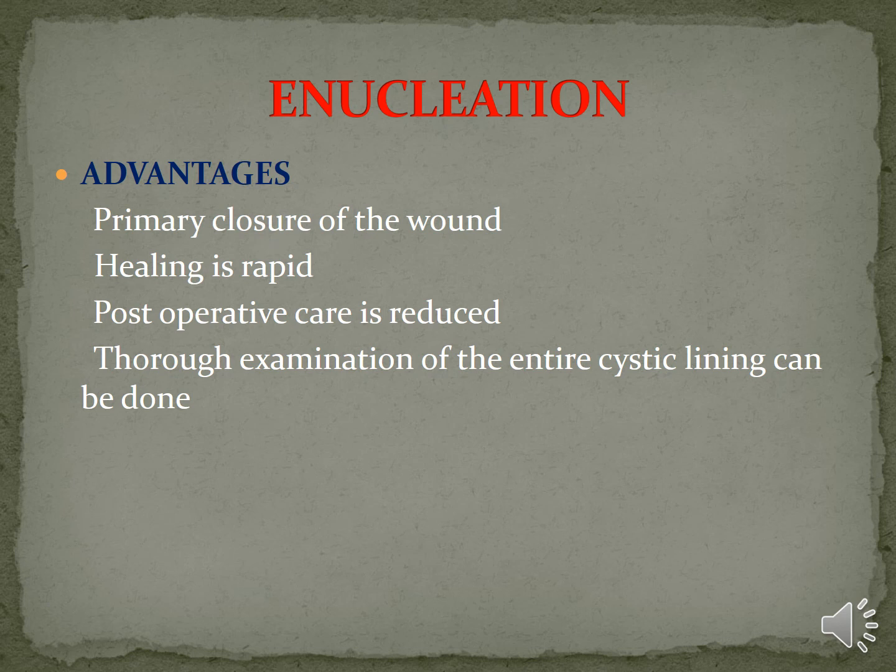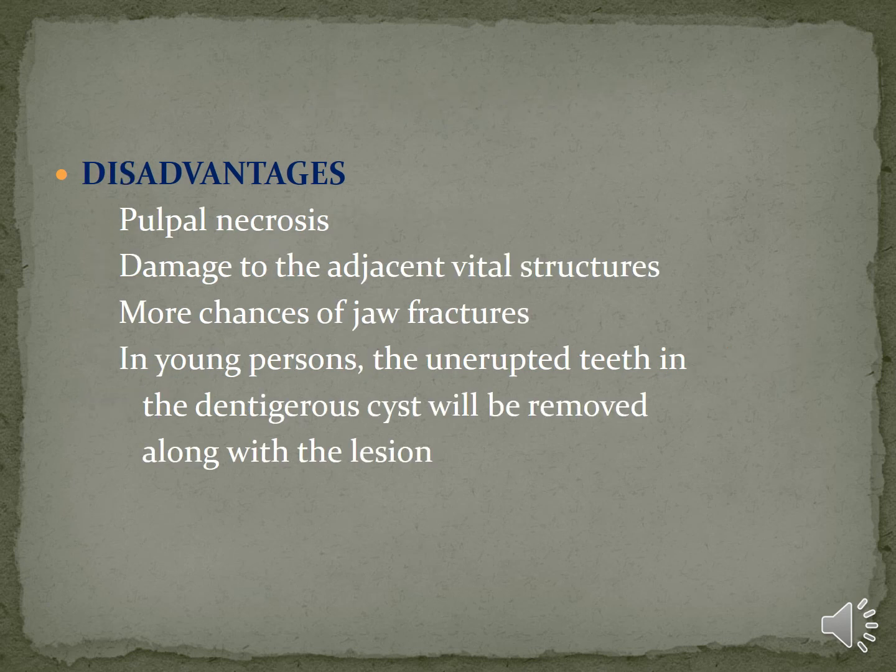So what are the advantages? The advantages are primary closure of the wound, rapid healing, reduced post-operative care, and thorough examination of the entire cystic lining can be done. The disadvantages are pulpal necrosis, damage to the adjacent vital structures, and more chance of jaw fracture in young persons. The unerupted teeth in a dentigerous cyst will be removed along with the lesion. So these are the disadvantages of enucleation.